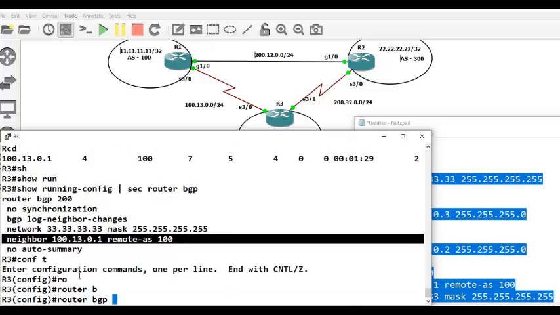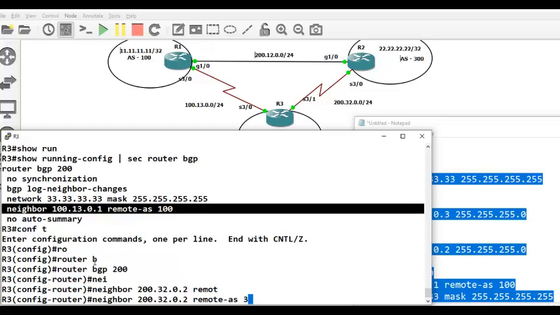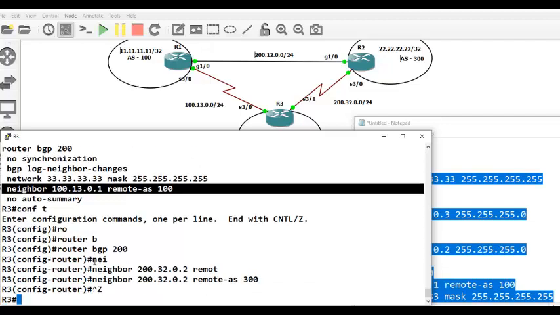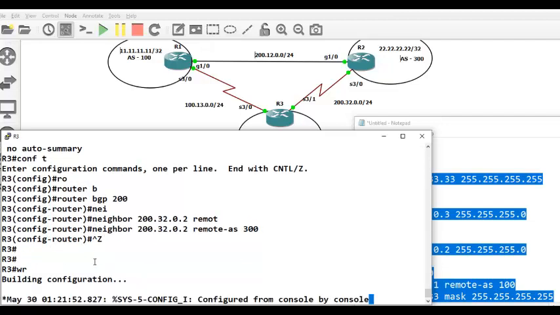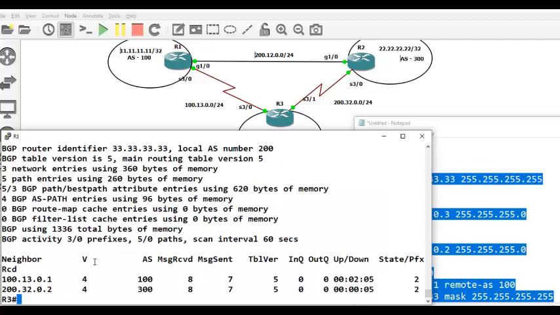Router BGP 200. Neighbor is 200.32.0.2. Remote AS is 300. Show ip bgp summary now. See, the neighbor has come up. Yep. All right, let's begin our backdoor.